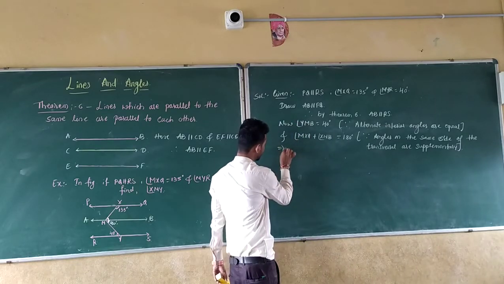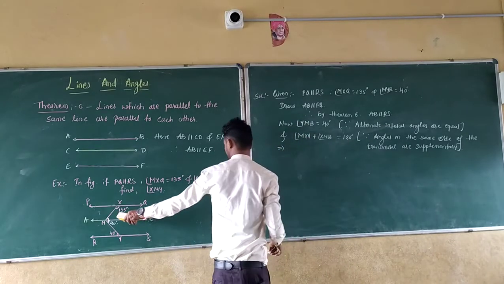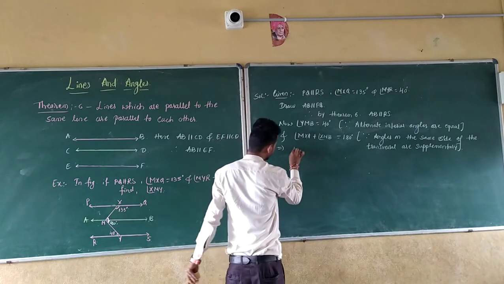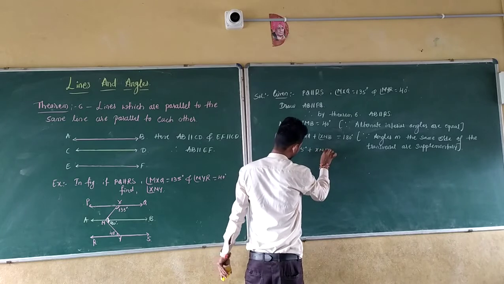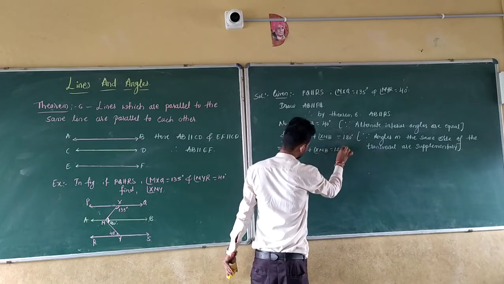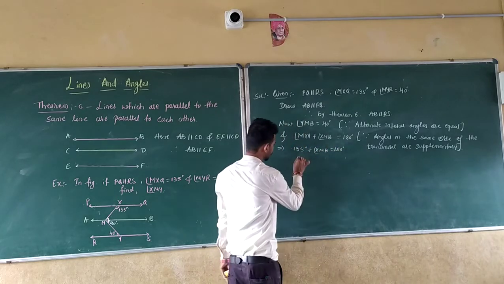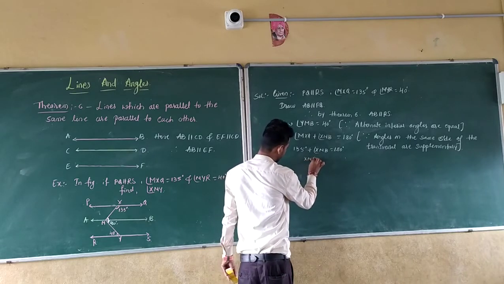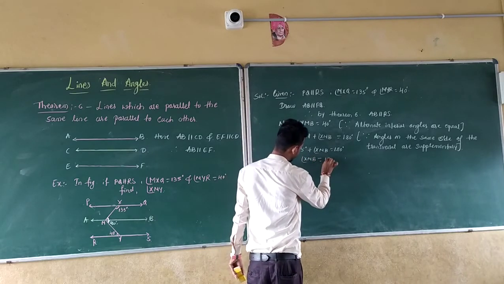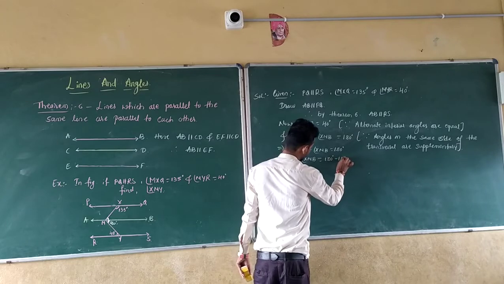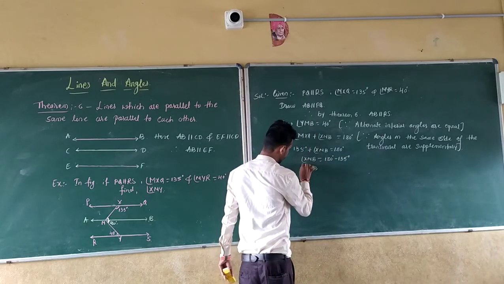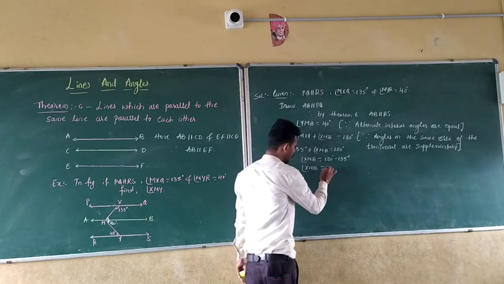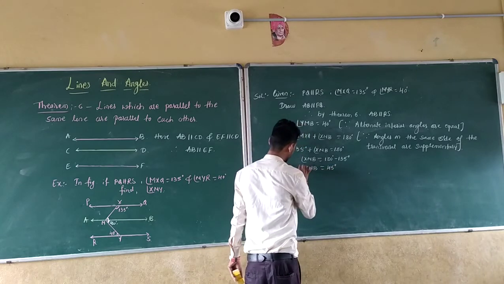So now this implies MXQ, how much is the angle? 135 plus XMB is equal to 180 degrees. Therefore, angle XMB is equal to 180 degrees minus 135 degrees. Therefore, XMB is equal to 180 minus 135. How much will you get? 45 degrees.